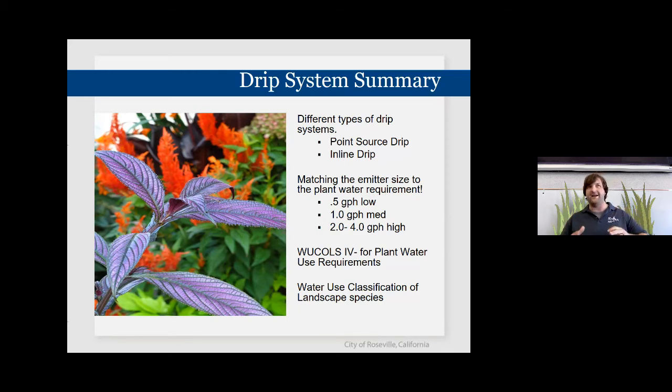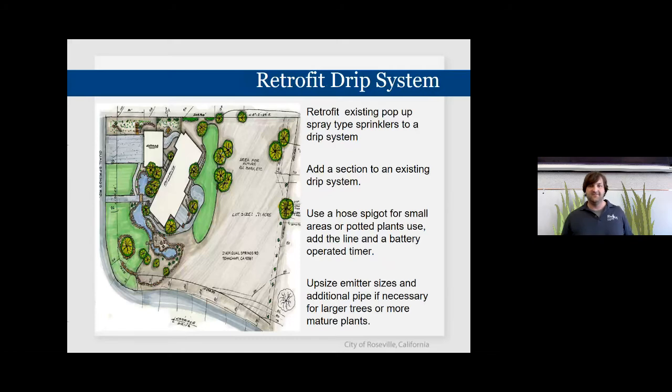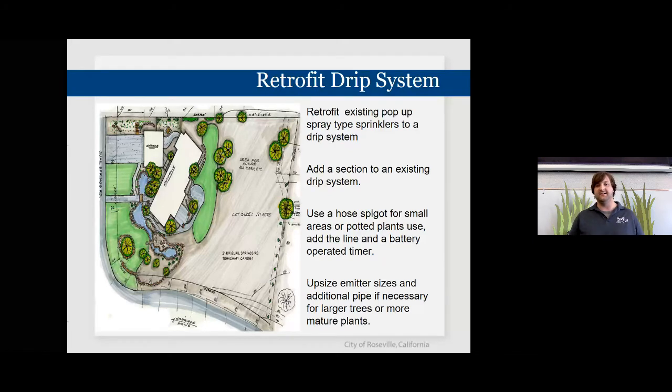Again, that guide has pretty much every plant that's known in existence, and it'll tell you what their water requirement is. So if you have something that you're having trouble identifying out there, you could probably use WUCLs to figure out, am I even watering this correct? So again, that's water use classification of landscape species. Next slide.